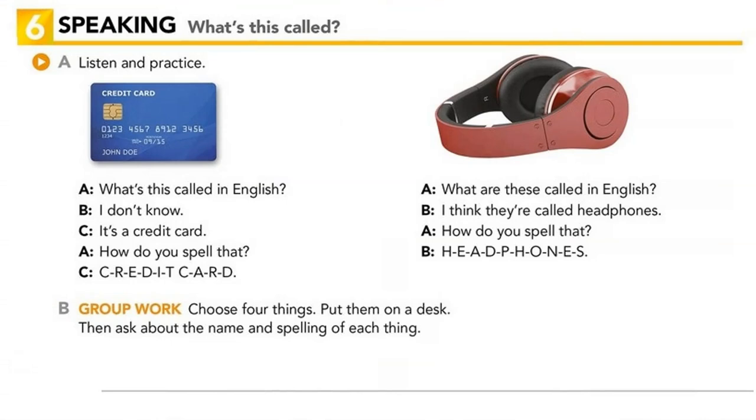Speaking. What's this called? Listen and practice. What's this called in English? I don't know. It's a credit card. How do you spell that? C-R-E-D-I-T-C-A-R-D. What are these called in English? I think they're called headphones. How do you spell that? H-E-A-D-P-H-O-N-E-S.